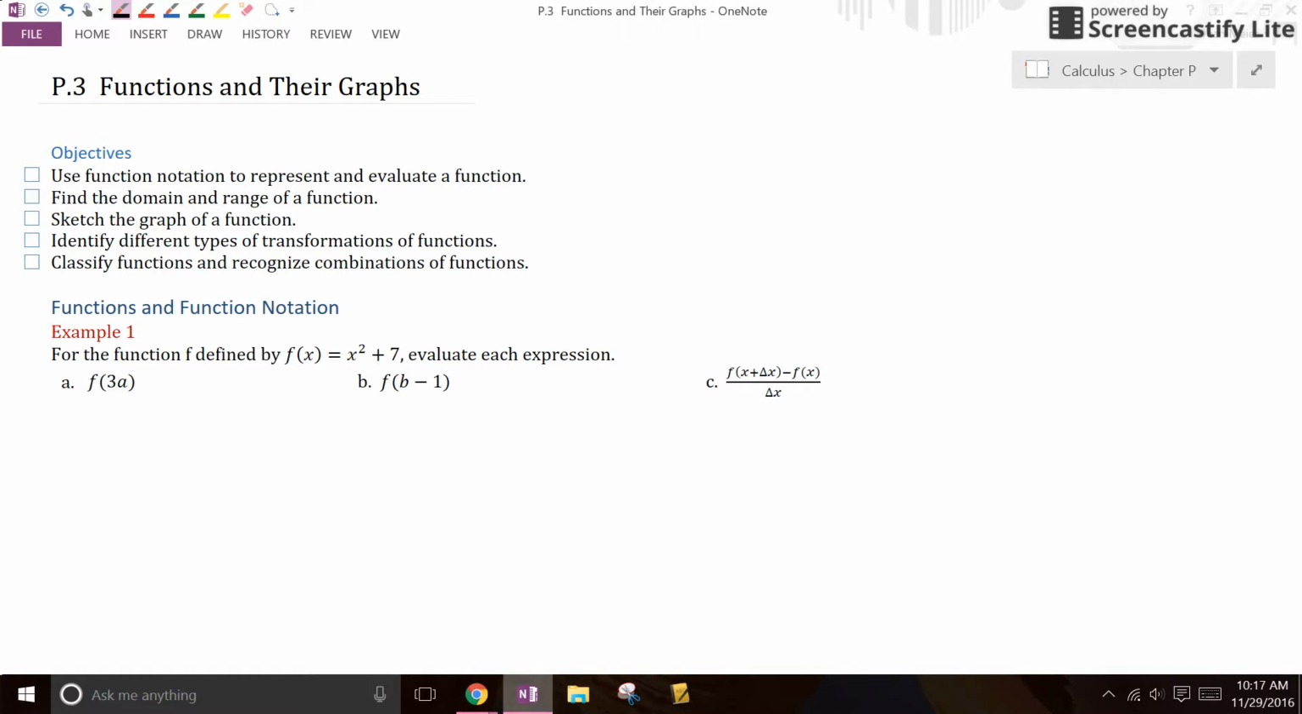All right, so we're going to talk about function notation, which is the first part, then domain and range, then sketching, then identifying different transformations, and then lastly, classifying. So a lot of little business here to do, but mostly, again, stuff you've seen. So let's start off with function notation.